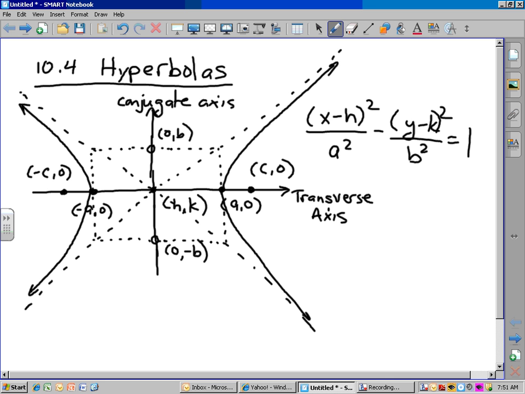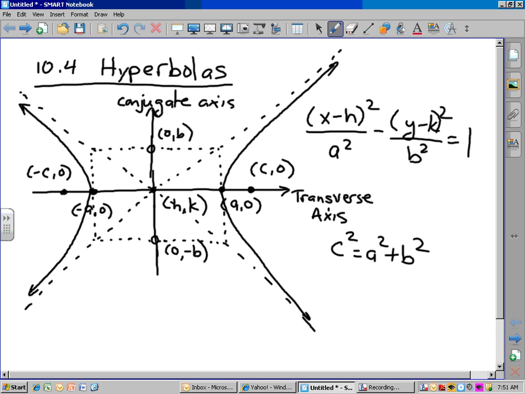The relationship that connects a, b, and c, since we do have foci, is actually the Pythagorean theorem, c squared equals a squared plus b squared. Slightly different than the ellipse. The ellipse was c squared equals a squared minus b squared. Again, that's why I gave you the opportunity to use a little index card to help you remember some things. There's a lot to remember here. It might get a little confusing. All right, I think that's everything you could possibly need to know about that hyperbola.